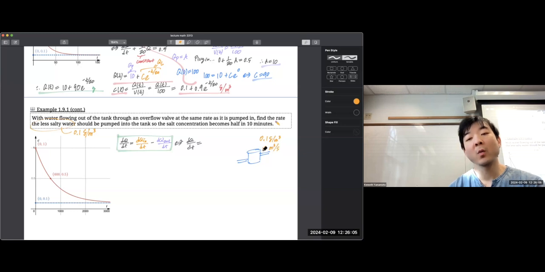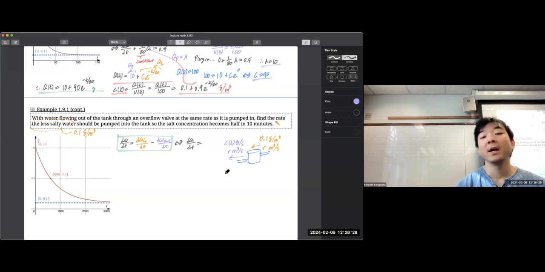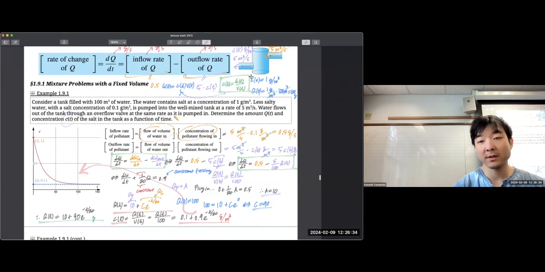But we don't know what rate we want to pump it in. But whatever rate we're pumping it in, we're assuming that we also pump out at the same rate, R cubic meters per second. But for the water that's pumping out, we still don't know what the concentration of that is. It's going to be whatever diluted water goes in, it's going to get mixed, and then it's going to come out, and it will be something. So the rest of this is still the same.